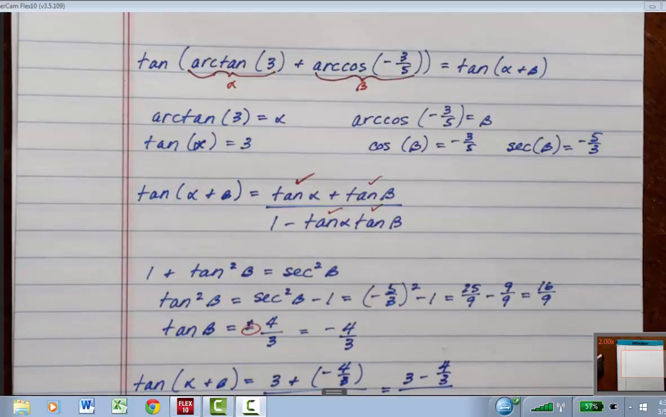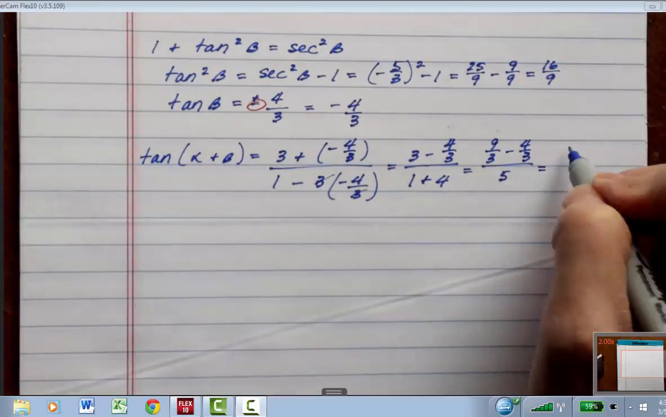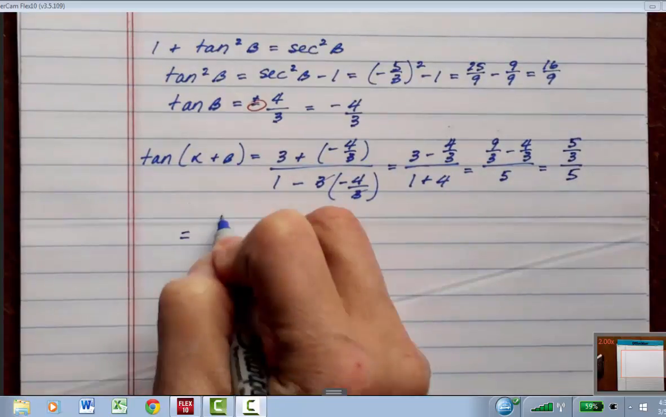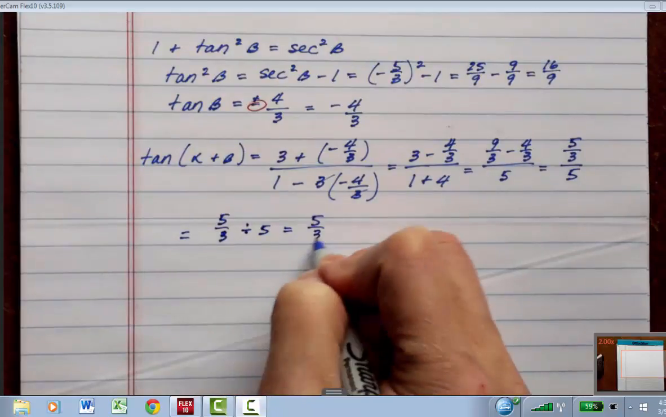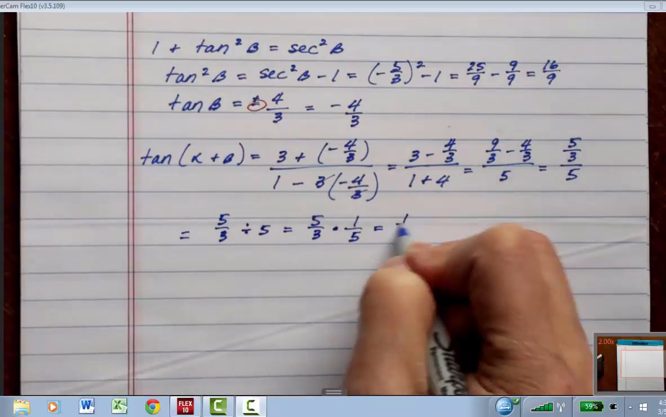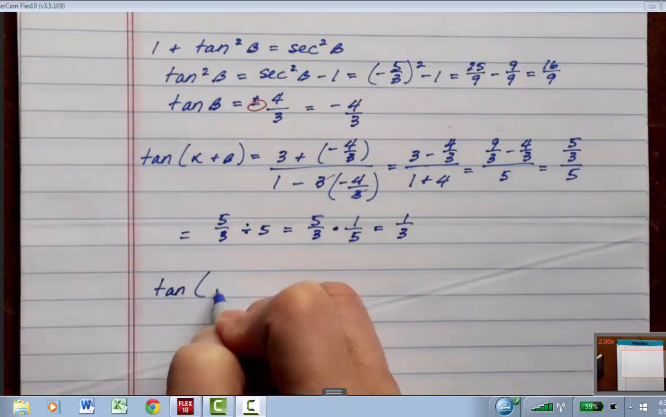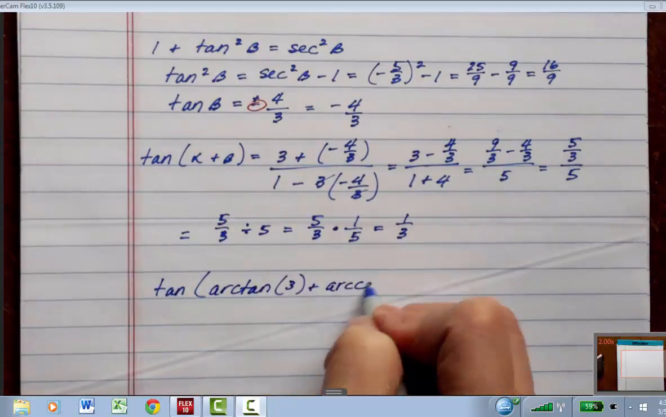Common denominator, this becomes 9 over 3 minus 4 over 3, all over 5, which gives me 5/3 over 5. Rewriting, that means I have 5/3 divided by 5, which is the same as 5/3 times the reciprocal of 5, which is 1/5, which gives me 1/3. So the tangent of the arctangent of 3 plus the arccosine of negative 3/5 equals 1/3.